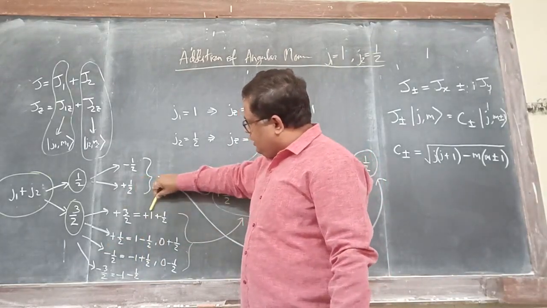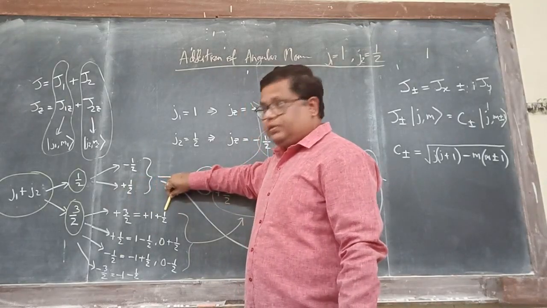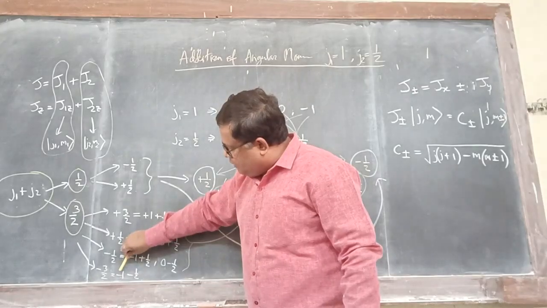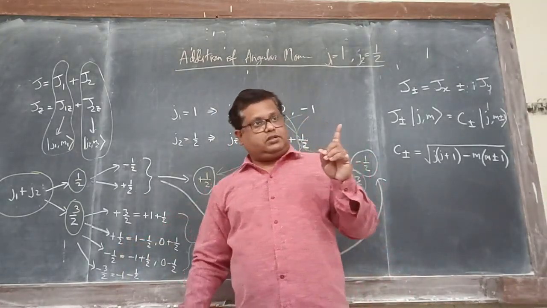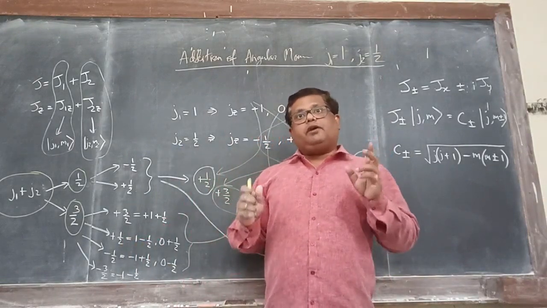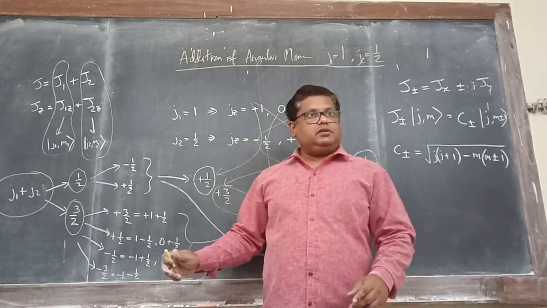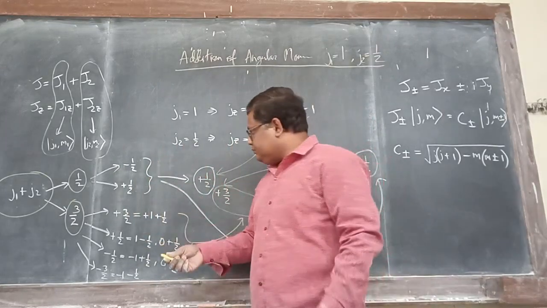Plus 3 by 2 we can have by having plus 1 plus half. Again, minus 3 by 2 I can have by having only minus 1 minus half. Now there is only one possibility for such: plus 1 plus half, minus 1 minus half. So the wave function will have only one component for these two cases.